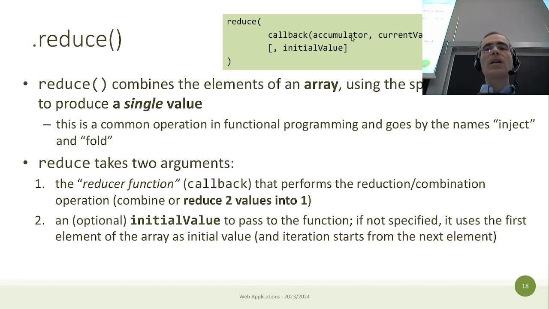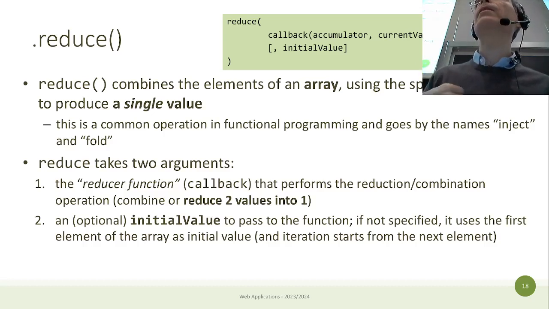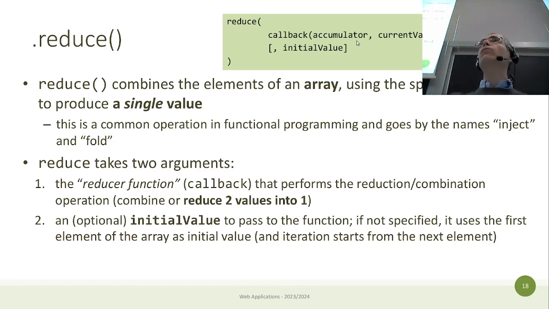The first is the value in which the final result will be progressively computed, the accumulator. This will be passed by reduce to our callback. We don't have to define this accumulator. We don't have to do let accumulator and so on. This is done by reduce. It's something that is passed to the callback. And then the current value of the array, and then the index and the array, but they are optional in case we need them.